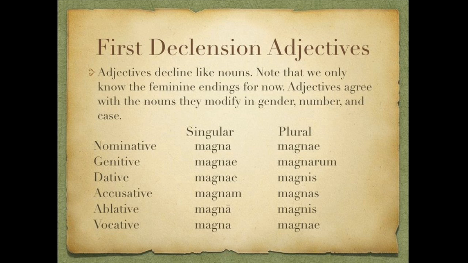So for example, our adjective magna, which means great or large. So nominative singular would be magna, genitive singular magnae, dative singular magnae, accusative singular magnam, ablative singular magna, and vocative singular magna. Then we go to the plural. Nominative plural magnae, genitive plural magnarum, dative plural magnis, accusative plural magnas, ablative plural magnis, and then vocative plural magnae. And again, if we had this paired with a noun, we'd go ahead and translate the whole thing. But for brevity here and for the example, we'll just take a look at them separately.